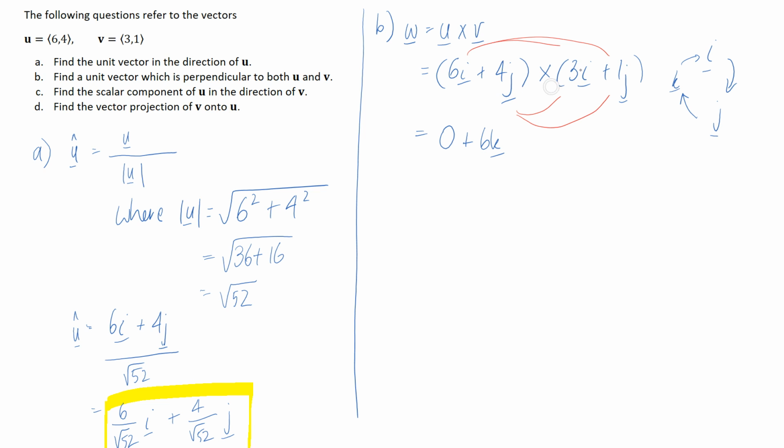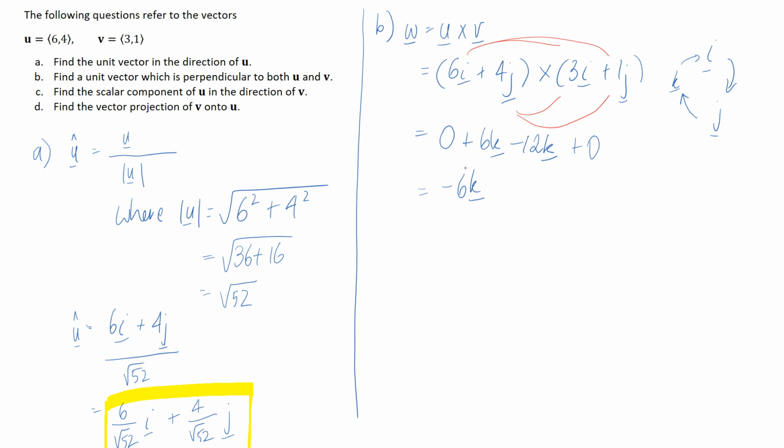Next up, we have 4j crossed with 3i. So 4 times 3 is 12, and j cross i is the opposite direction to the arrow here, so it's going to be a negative, and again we get the other one out, so we need to multiply by negative k. Pop that in. And the last one, we have 4j crossed with 1j. We know a unit vector crossed by itself goes to 0, so that one's quite easy. So overall we get 6k minus 12k, which is negative 6k.